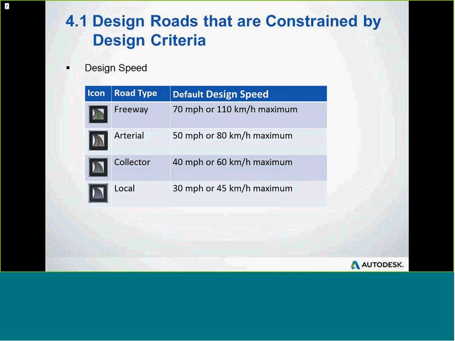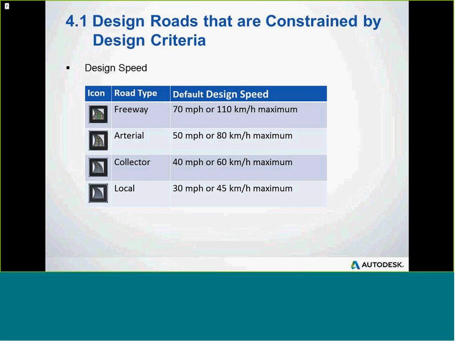And then the arterials was at 50 or 80, collectors 40 and 60, and local roads at 30 miles per hour or 45 kilometers per hour maximum. Now, when you select that design speed, it's going to set the curve radius or the spiral radius. And so if you need a tighter radius, you may have to reduce the design speed of that road to be able to fit a tighter radius curve in there. That's all according to national standards.